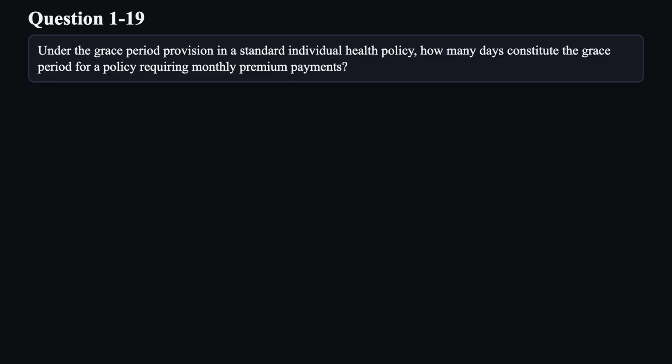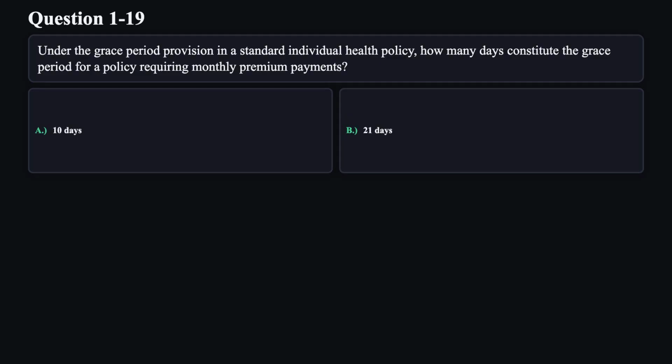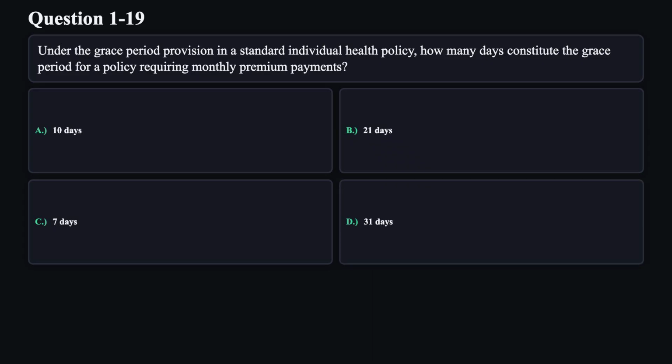Question 19. Under the grace period provision in a standard individual health policy, how many days constitute the grace period for a policy requiring monthly premium payments? A. 10 days. B. 21 days. C. 7 days. D. 31 days.